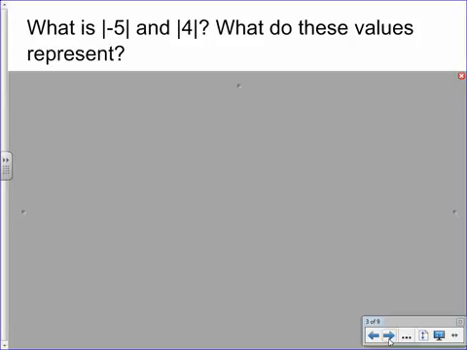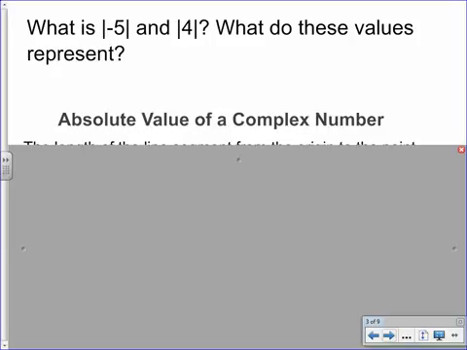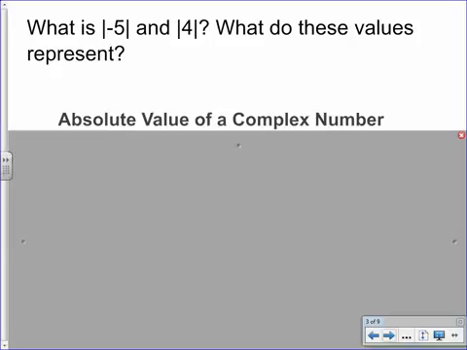Okay, pod 1. That is you. What do you say? 5, 4, and they represent the distance from 0. How do you think about that? I don't think I could have said it any better. The absolute value is the distance from 0.